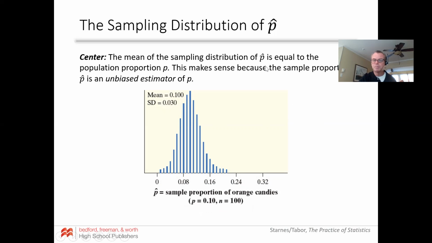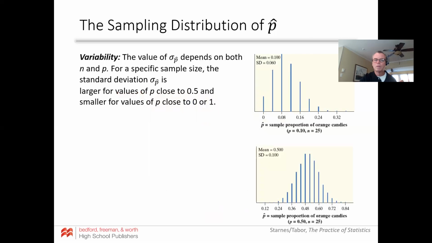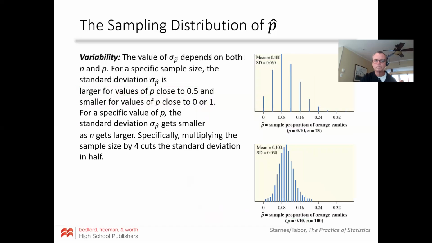The mean of the sampling distribution of p hat is equal to the population parameter. So the step depends upon n and p. And we'll get through it. Don't worry about this. We'll go through a specific example of that, and then why this is true. The step's going to get smaller as the sample size gets larger.